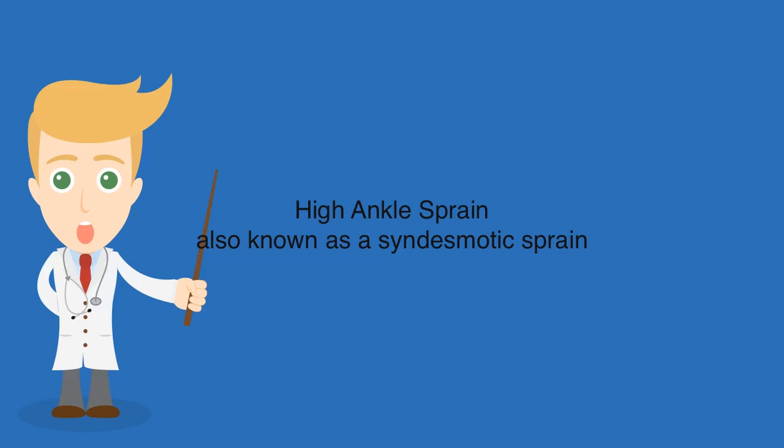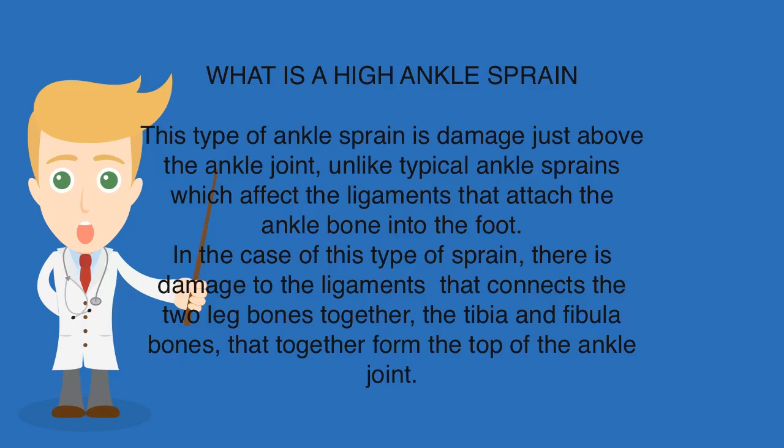High ankle sprain, also known as a syndesmotic sprain. What is a high ankle sprain? This type of ankle sprain is damage just above the ankle joint, unlike typical ankle sprains which affect the ligaments that attach the ankle bone into the foot.